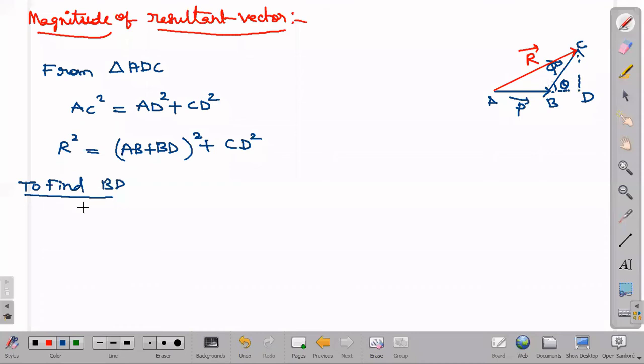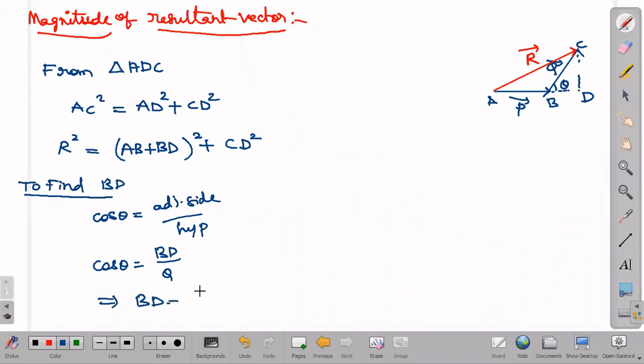So I want the BD side. The adjacent side, we will write for cos theta. The cos theta formula is what? Adjacent side by hypotenuse. So cos theta is equal to the adjacent side, which is our BD, which we want to find, over the hypotenuse. The hypotenuse in this triangle is our Q. So we want BD, that implies BD is equal to Q, and if I multiply this side, it will become Q cos theta.